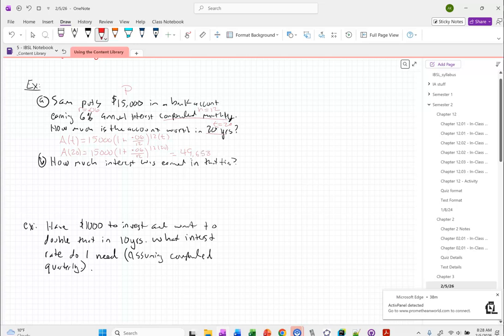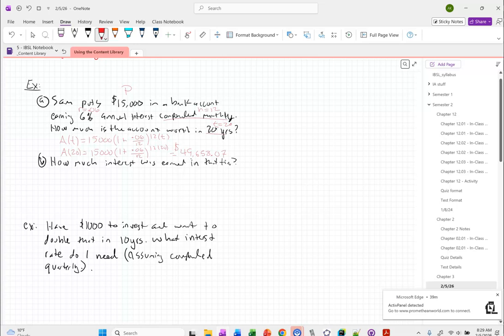49,653 and 7 cents. Mr. Kulik, why don't you round that to 3 significant figures? Because it's money! What do we round monies to? The penny. Yeah. Oh, okay.